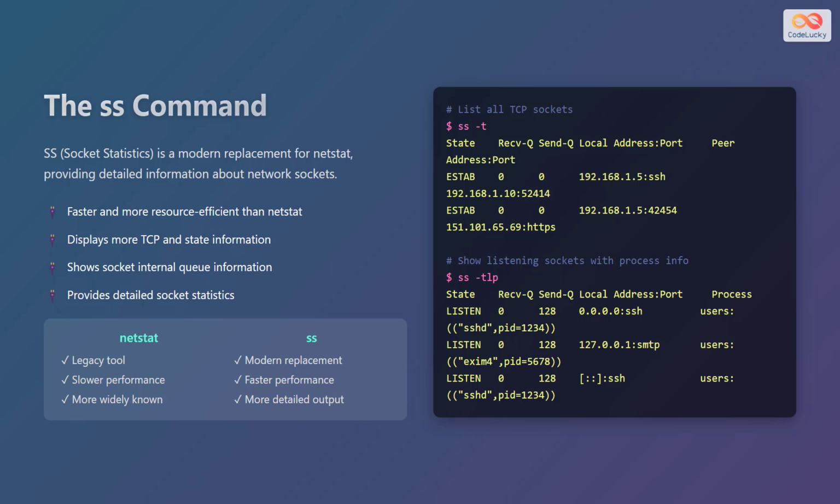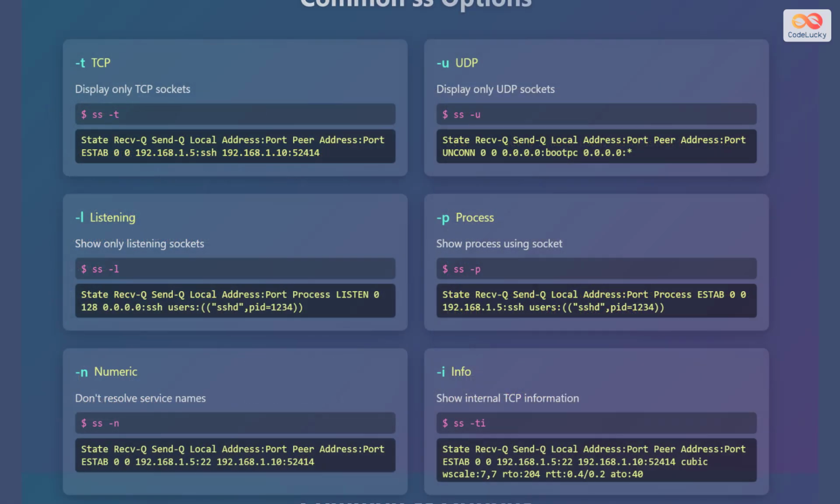To show listening sockets with process information, use the command $ss -tlp. This displays all Transmission Control Protocol listening sockets, along with the associated process. The SS command offers several options for filtering and displaying socket information. Here are some common SS options. The -t option displays only Transmission Control Protocol sockets.